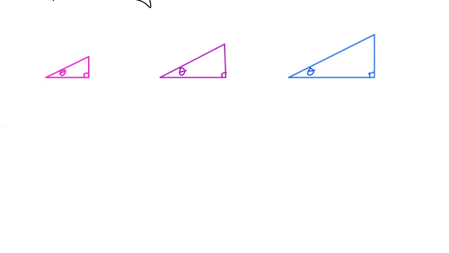So I'm going to give you the middle triangle. I'm going to tell you that the middle triangle has an opposite side of 4, a bottom side of 4 root 3, and a hypotenuse of.